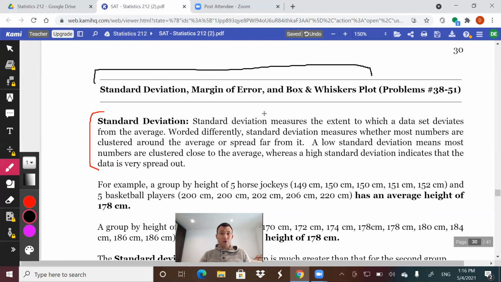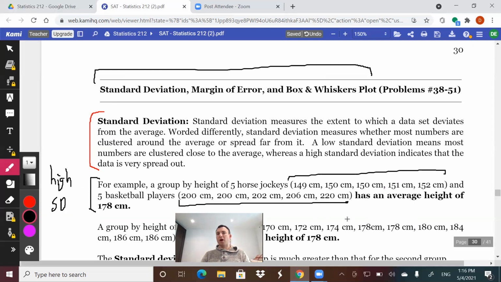So standard deviation is how far your data deviates from the average. That's kind of in layman's terms. In other words, it's how spread out your data is from where the average is. What do I mean by that? Well, this example has a really high standard deviation. High SD. Why does it have a really high SD? Well, it has a really high standard deviation because you have 5 horse jockeys that are really tiny, and you have 5 basketball players that are much taller than the horse jockeys.